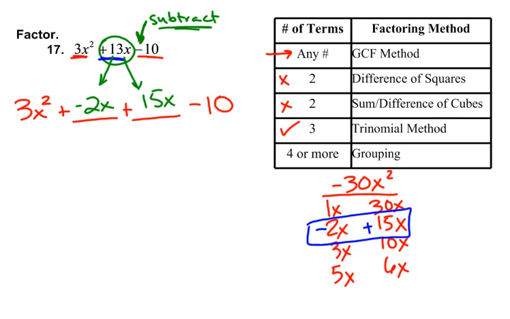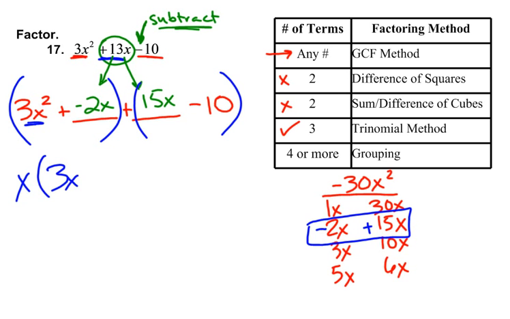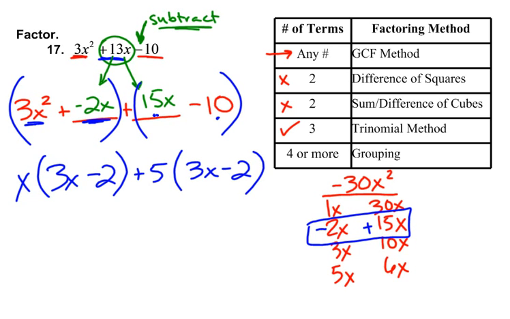And once we do that, we're going to make our groups. So we've got our first group, we've got our second group. By this point, hopefully you're already looking for the GCF of the first group, and it is x. The GCF of the first group is x. We take that out. That leaves us with 3x, and we divide x into this, and that leaves us with minus 2. The GCF between 15x and minus 10 is positive 5. We divide that out, and that leaves us with 3x. We divide 5 into negative 10, and that leaves us with minus 2. So again, we have 3x minus 2 repeated there as a factor.